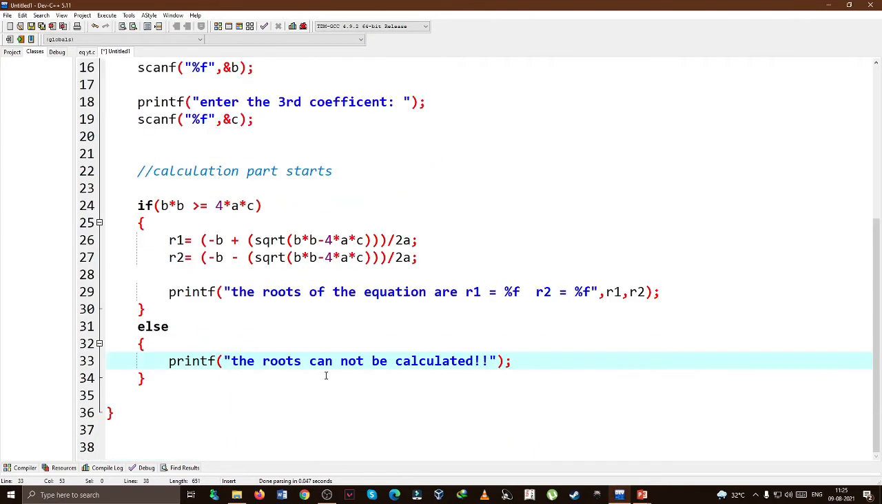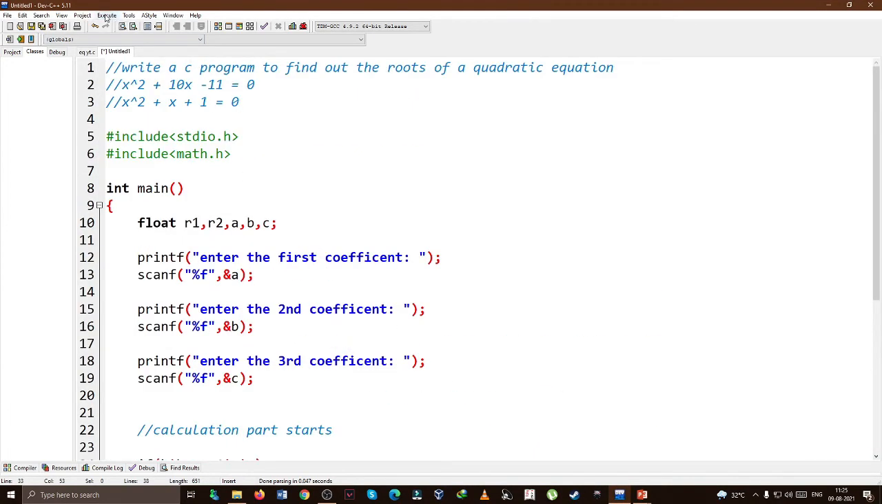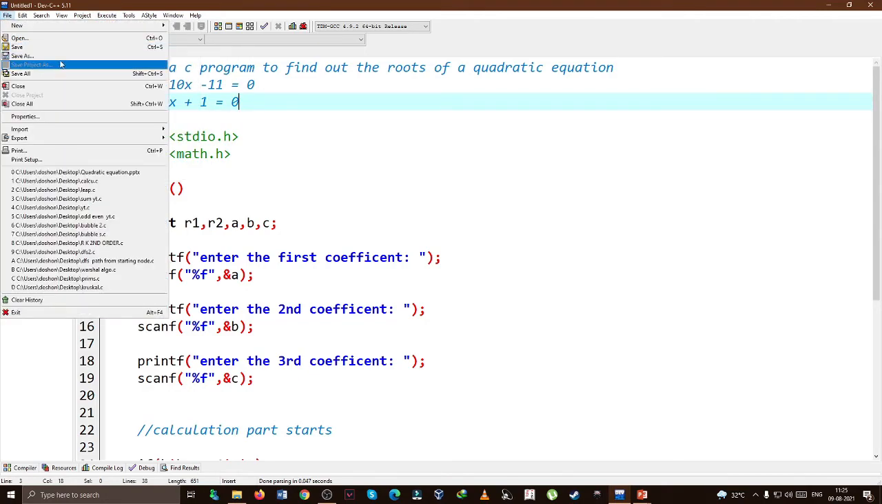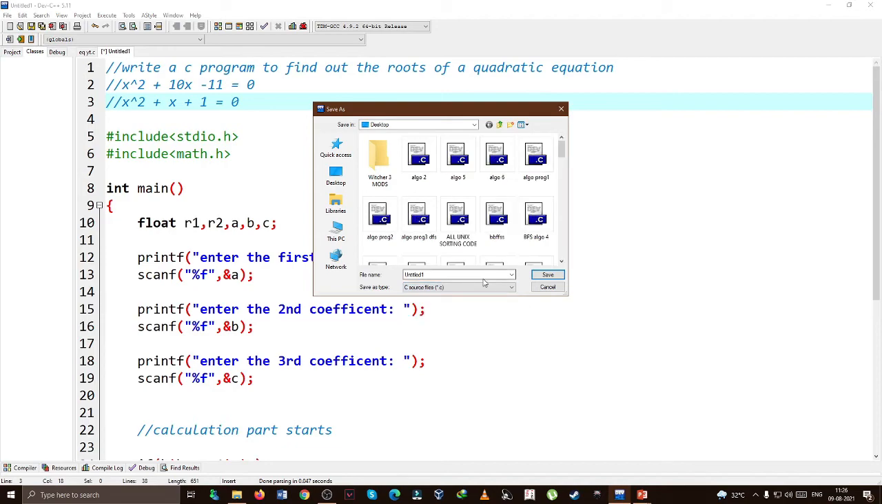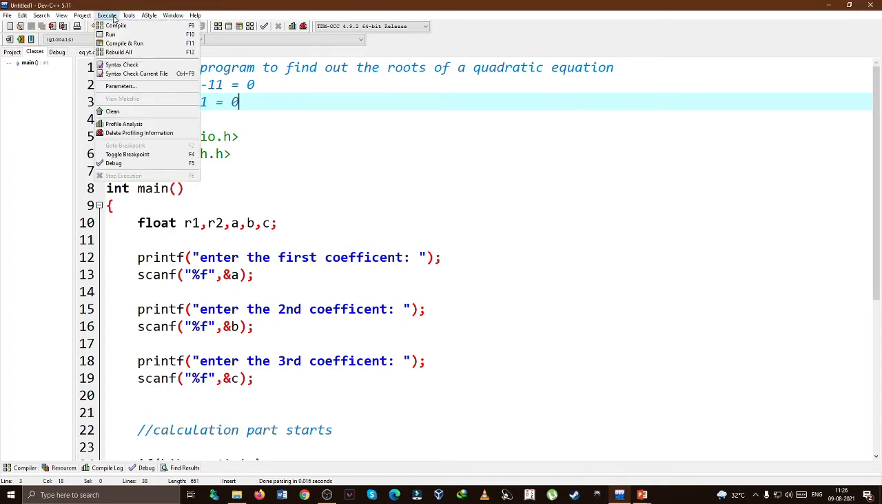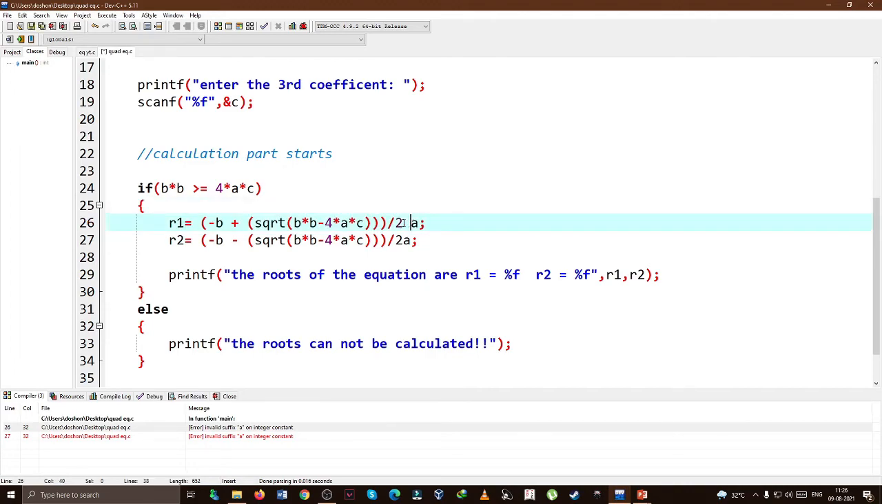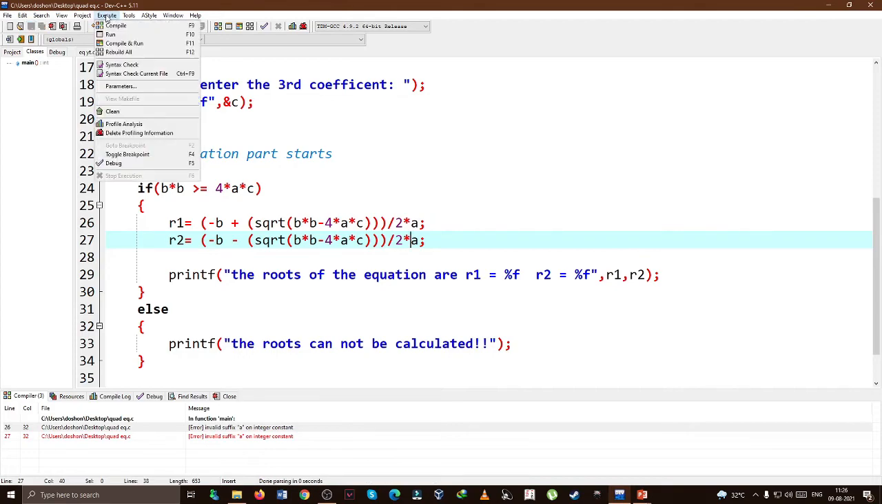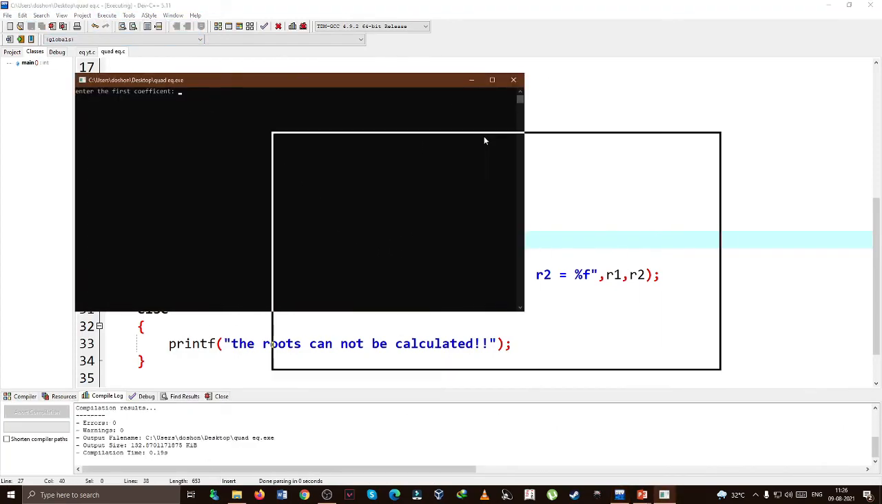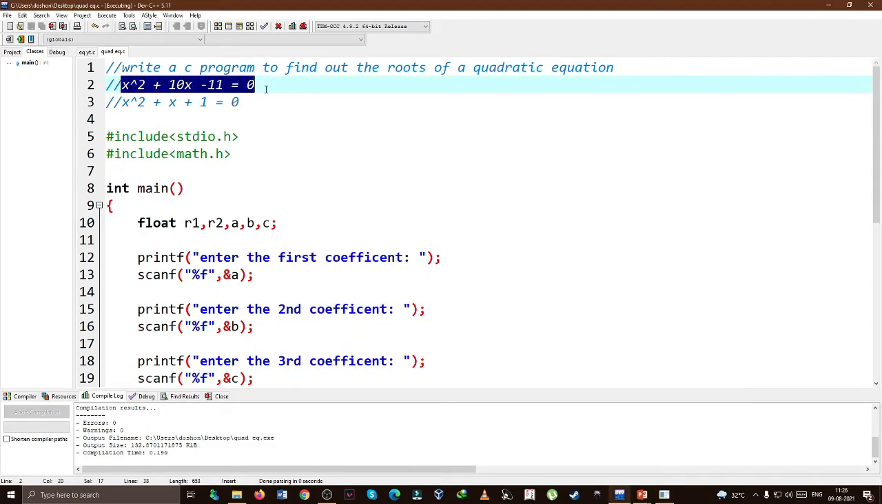So we are done with our program to find out the roots of a quadratic equation. We will now save the program and then run it and see. Just quickly save it in your C source file, give it a name, save it, and now compile and run. Okay, we have a compilation error. We haven't given the 2 star a, because in C programming we have to use the star to do a multiplication. So now it is okay.